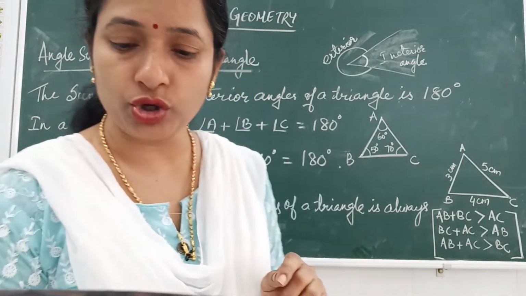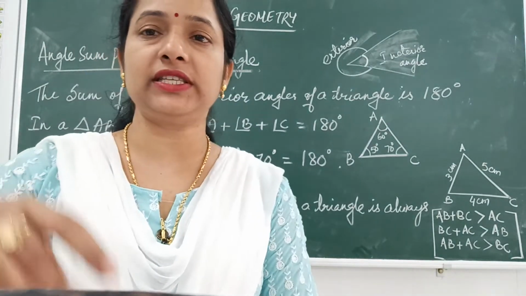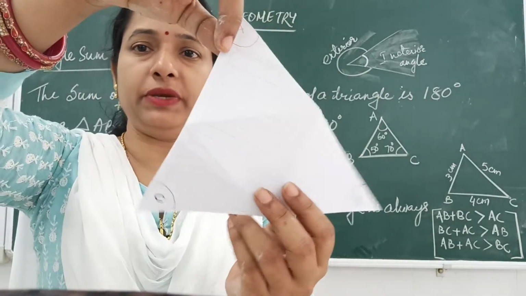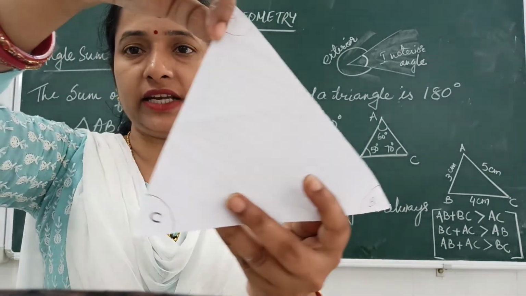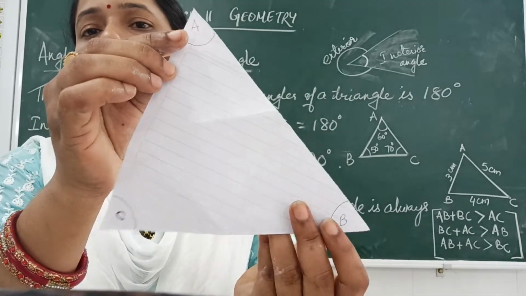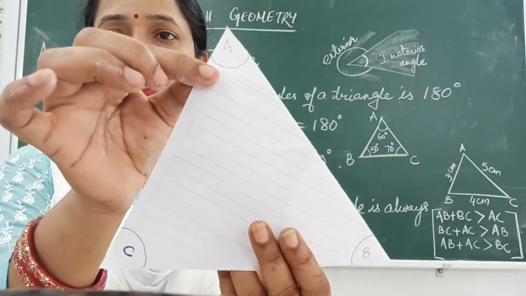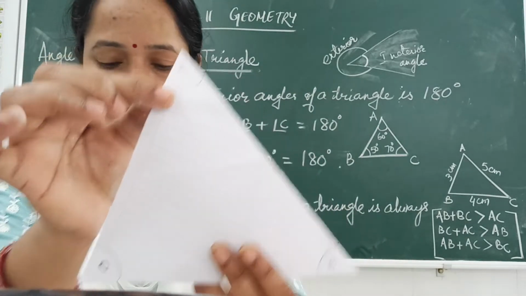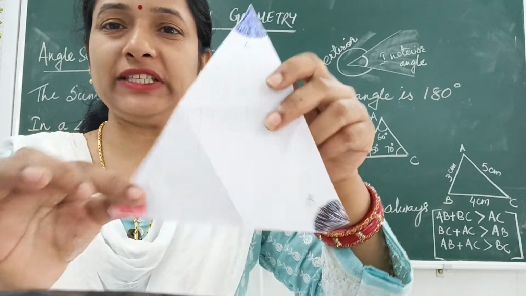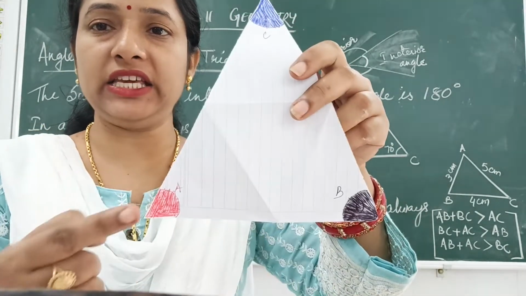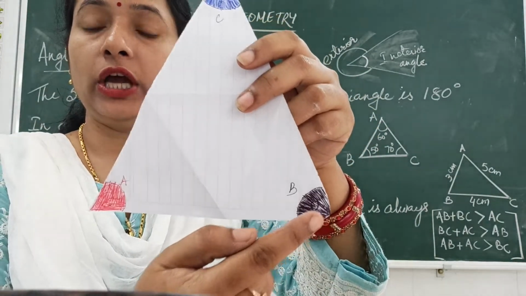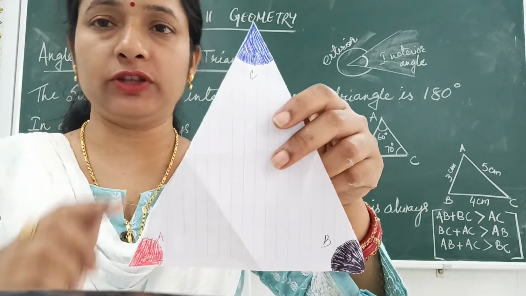So I would like to show you a demonstration. See, here I have cut a piece of paper in the shape of a triangle. This is the triangle and I have named the corners A, B and C with 3 different colored pens. It's not clearly visible, but still. So children, here is the triangle ABC. I have marked each angle with different colors, like angle A with red, angle B with black and angle C with blue.